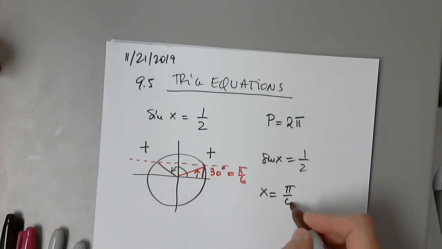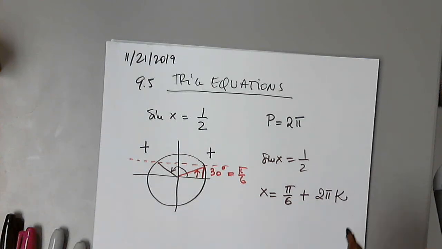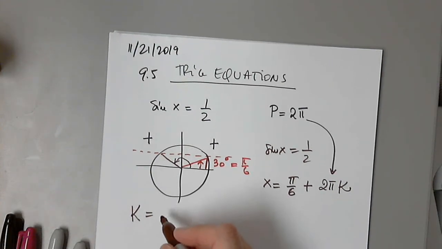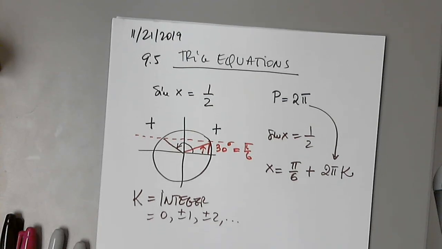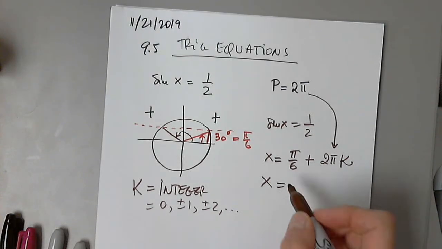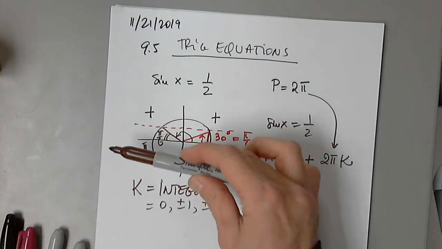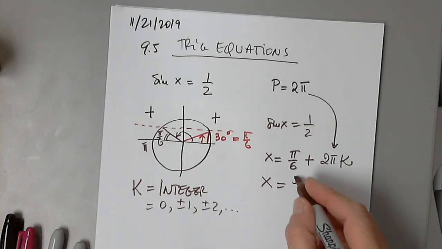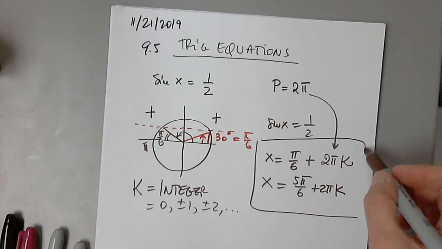One angle will be pi over 6 plus 2 pi k. Why 2 pi? Because the period of sine is 2 pi. k is any integer, meaning 0, plus or minus 1, plus or minus 2, and so on and so forth. The other option: since this is pi, and the reference angle must be the same, pi over 6, pi take away pi over 6, or going back pi over 6, would be 5 pi over 6, plus 2 pi k. These are all possible solutions.